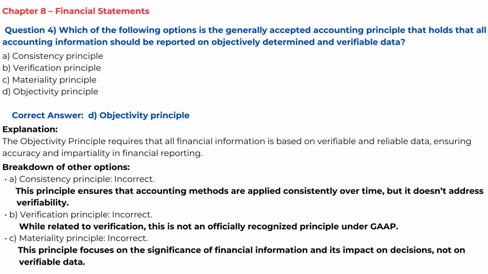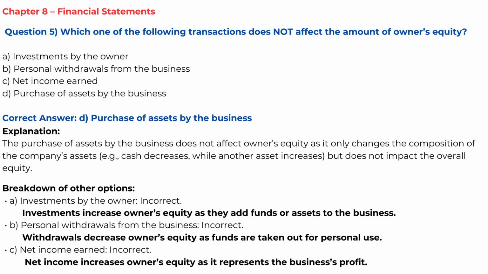Breakdown of other options. A. Consistency principle. Incorrect. This principle ensures that accounting methods are applied consistently over time, but it doesn't address verifiability. B. Verification principle. Incorrect. While related to verification, this is not an officially recognized principle under GAAP. C. Materiality principle. Incorrect. This principle focuses on the significance of financial information and its impact on decisions, not on verifiable data.